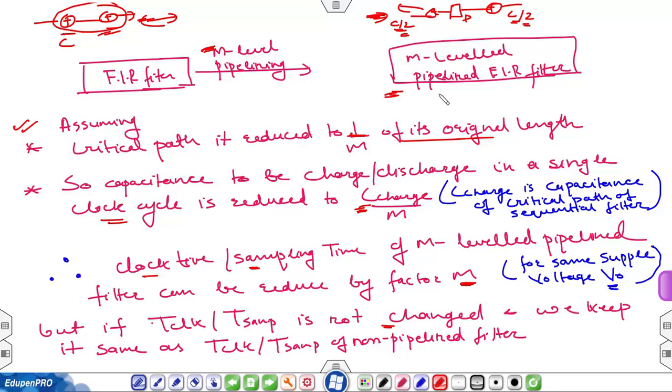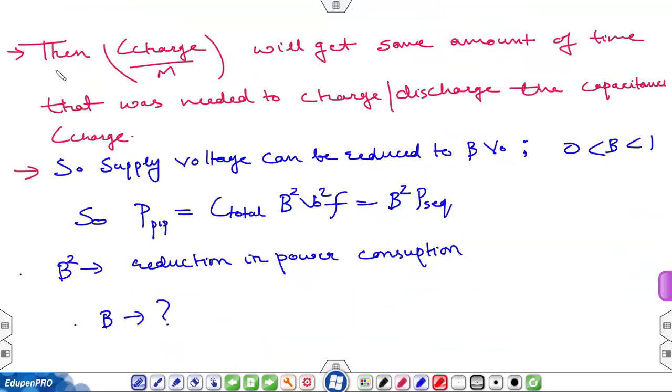But what if T clock or T sampling is not changed? Now I can clock this filter at a faster rate, and also the sampling rate will be proportionally increased. But what if the T clock is not changed? T clock is the same as the T clock of the non-pipelined filter. In that case, the capacitance C charge by M, that is the capacitance of the critical path of the pipelined filter, will get the same amount of time that was needed to charge and discharge the capacitance C charge of the sequential filter.